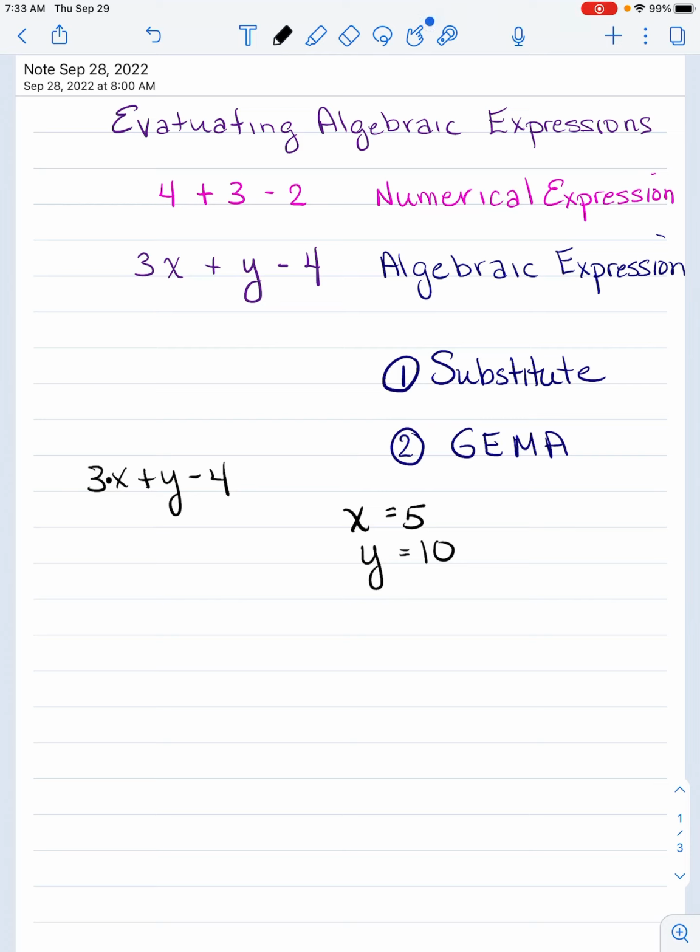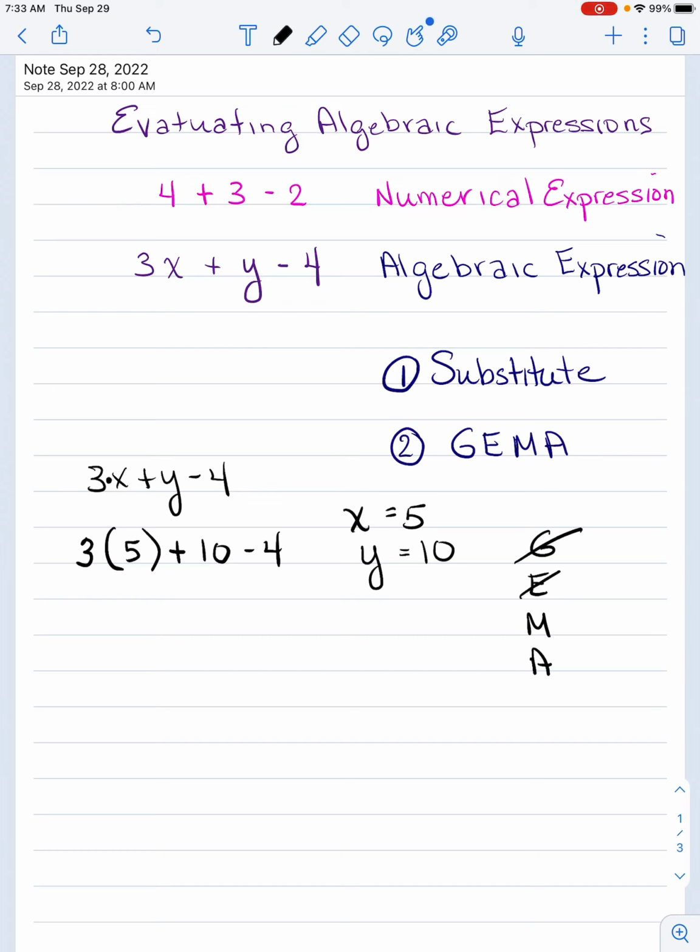So let's see what we do here. So if x is 5, whenever I see x, I'm going to replace it with 5. And what I'm going to do when I substitute is put parentheses around the value I substitute. So we're going to have 3 times 5, right, because x is 5, plus 10, since y is 10, minus 4. And now we simply have a numerical expression. We've got our GEMMA. Okay, I have no groupings. The parentheses here just indicate multiplication.